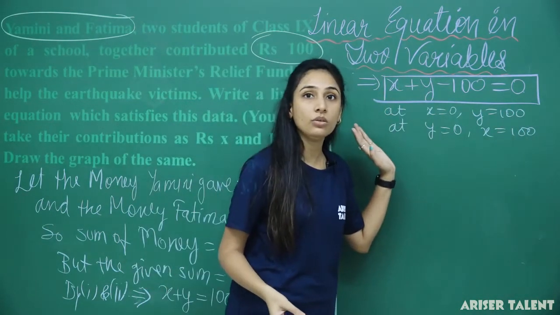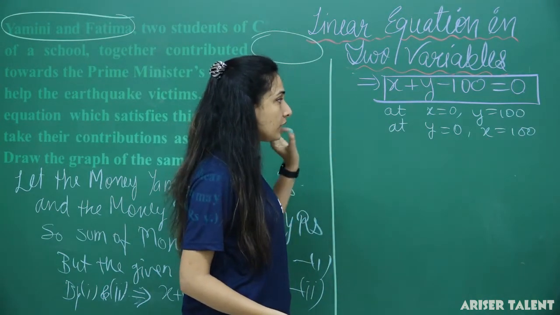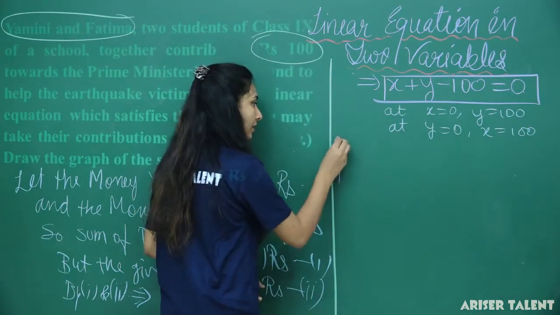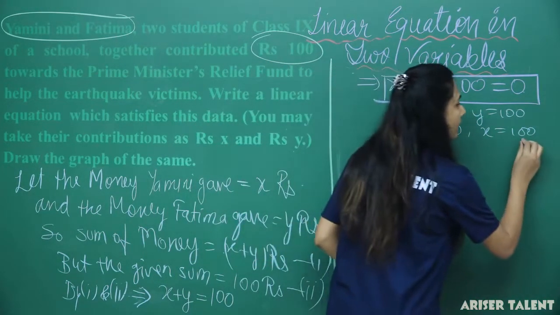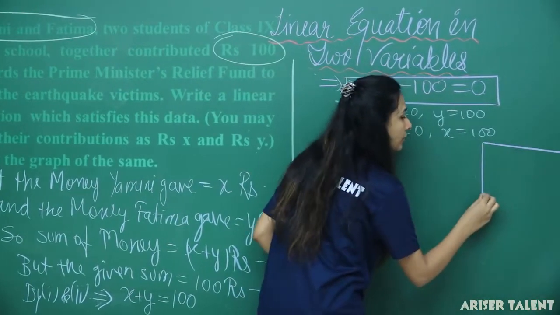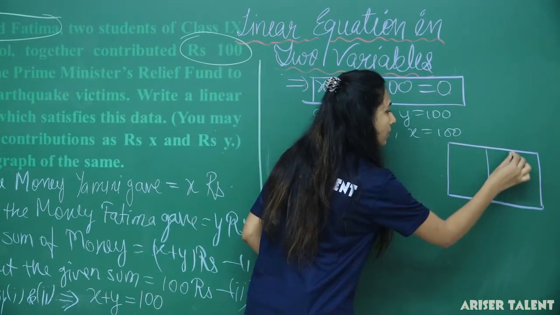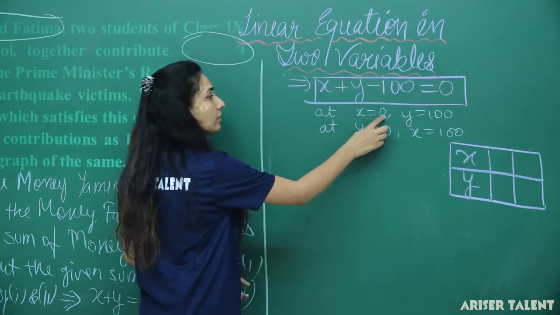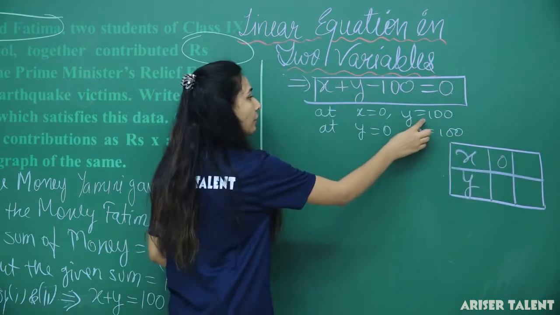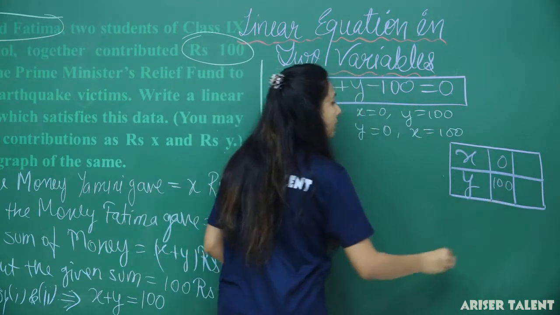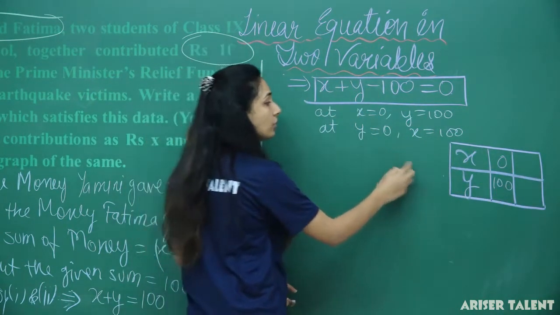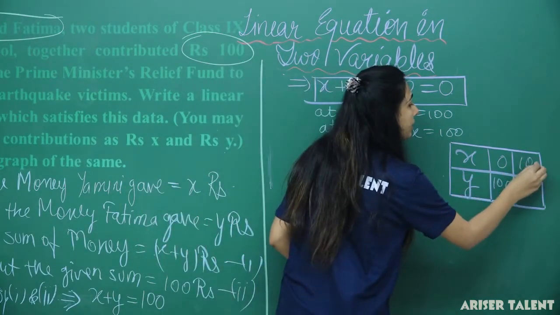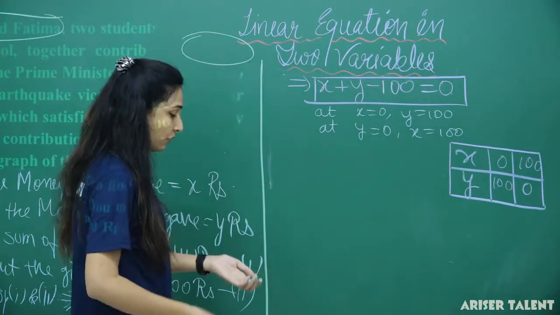These are two simple values, and now I am going to plot these values in a graph. For that, I have to make a simple table here. The table has the value of X and Y. When the value of X is 0, the value of Y we were getting was 100. And when the value of Y was 0, the X value is 100. So this is the table for us, guys.